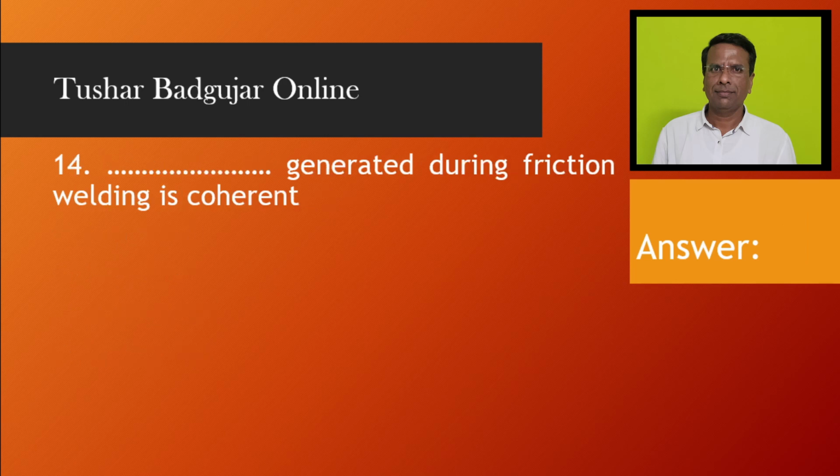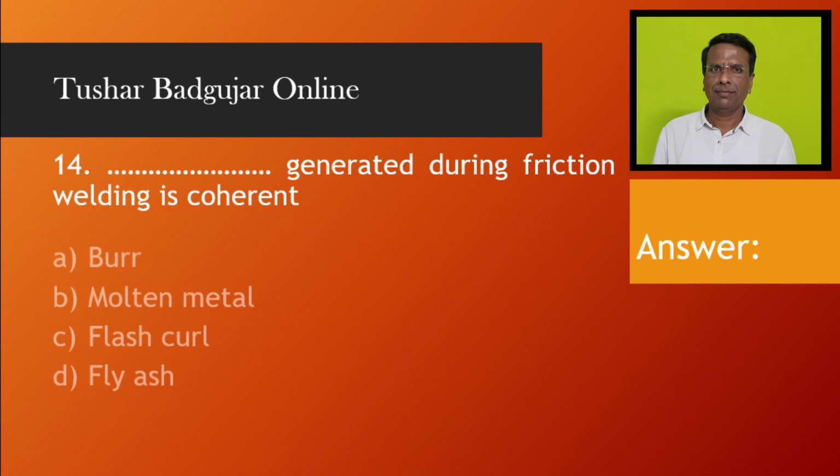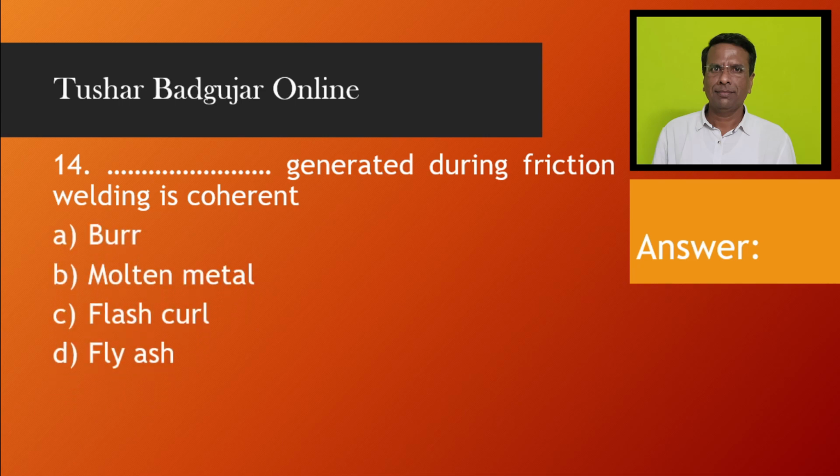Dash dash generated during friction welding is coherent. Burr, molten metal, flash curl, fly ash. And the answer is flash curl, C.